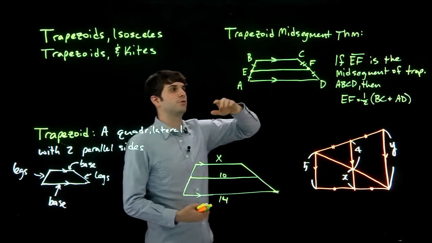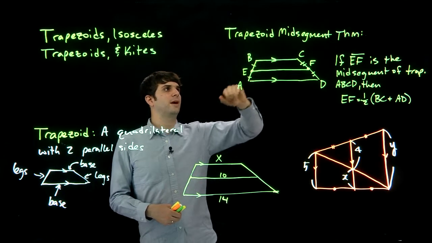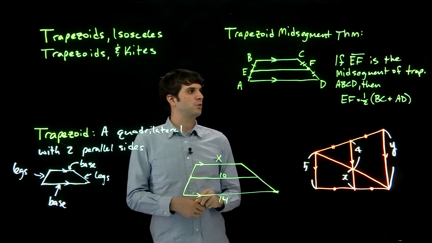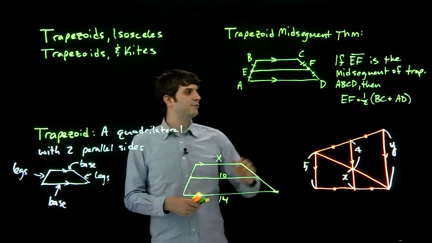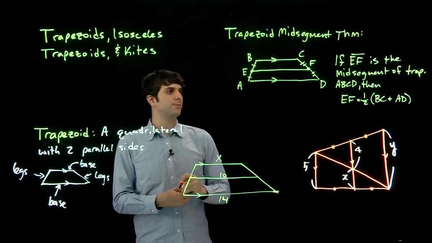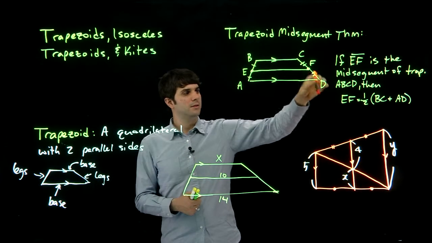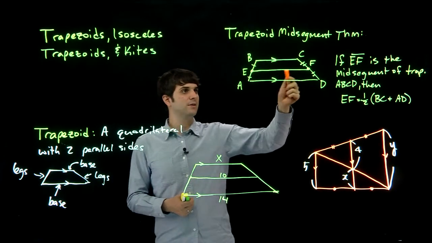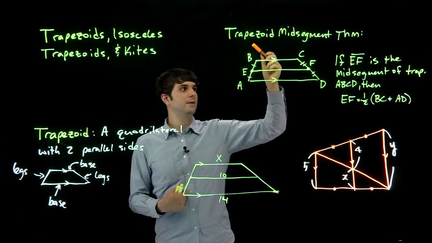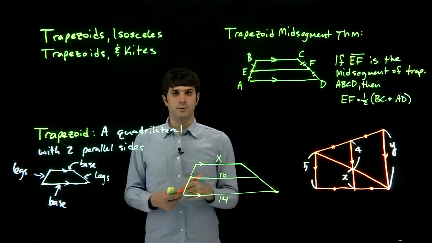Let's look at this theorem first. In our next video we'll look at some special kinds of trapezoids, but this is just for any trapezoid. It's called the trapezoid mid-segment theorem. It says if EF is the mid-segment of trapezoid ABCD, then EF equals half of BC plus AD. So let me explain what's happening here. This is cutting the legs in half. E is the midpoint of AB, and F is the midpoint of CD. So EF is the mid-segment, right?